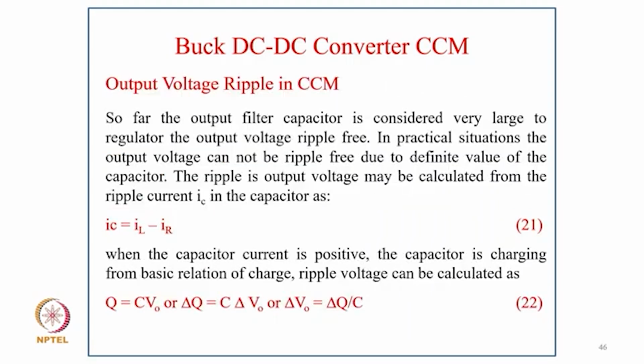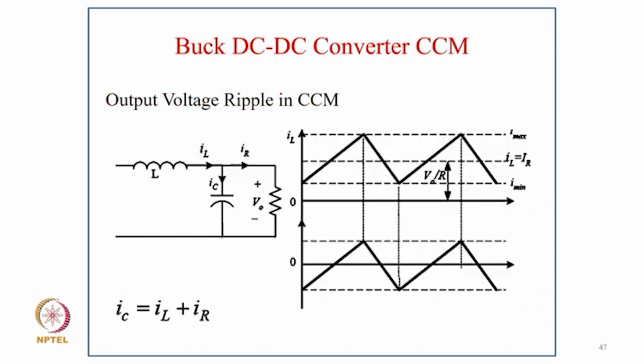Now coming to typically output voltage ripple in continuous conduction mode. So far the output filter capacitor is considered very large to regulate the output voltage ripple free, and in practical situation the output voltage cannot be ripple free due to the definite value of the capacitor. So ripple in the output voltage may be calculated from the ripple current IC in the capacitor as IC equal to IL minus IR. When capacitor current is positive, the capacitor is charging. From the basic relation of charge and ripple voltage, Q equal to CV, or delta Q equal to C delta V, or delta V0 equal to delta Q upon C.